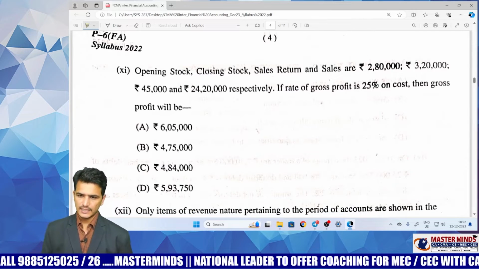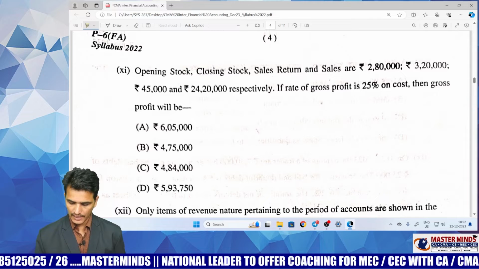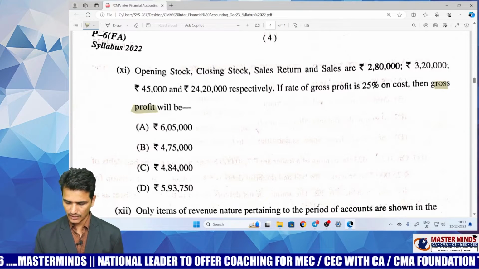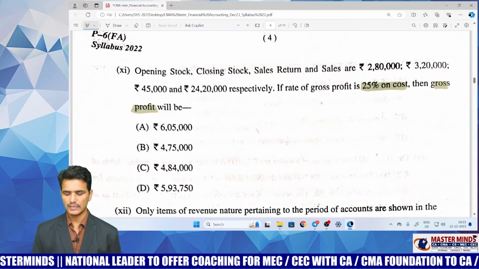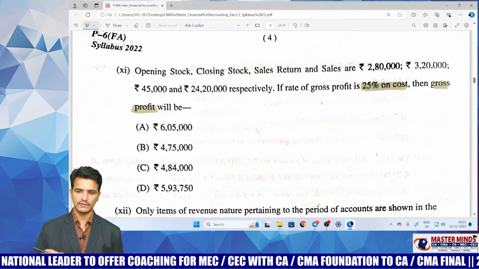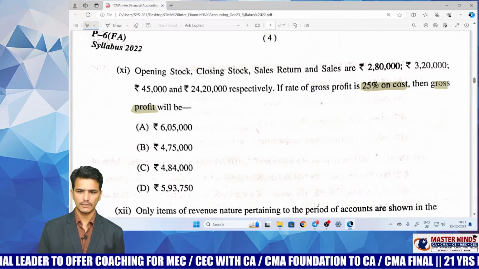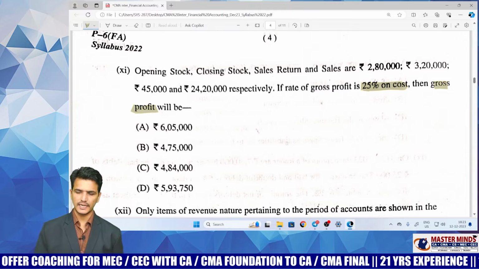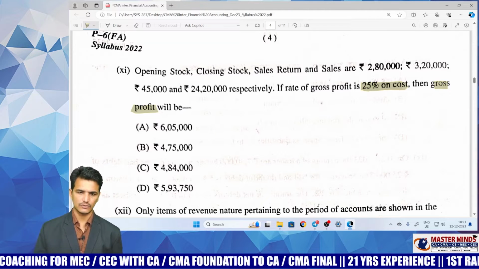Next one is a basic question. They are asking you to calculate the gross profit and they are giving you the rate. Actually the gross profit rate is given on the cost price. So either you should calculate the cost price or you can convert the rate given on the cost price into selling price, and thereby you can easily calculate the gross profit. This is a question related to the preparation of trading account.